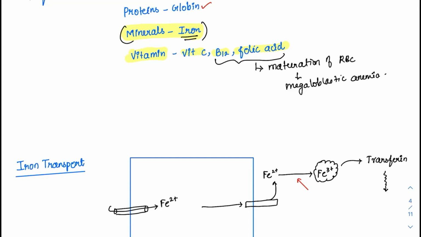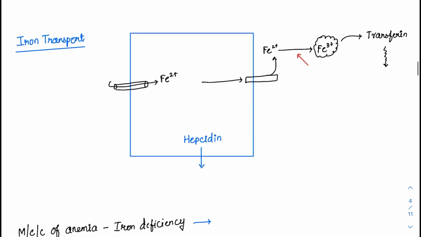So now coming to the transport of iron. How is iron transported from the GIT into the blood system? Whenever iron is available in the GIT, first it has to be transported inside the cell. How does it get transported? It gets transported with the help of a transporter. That transporter is called the DMT transporter. What is this DMT transporter?